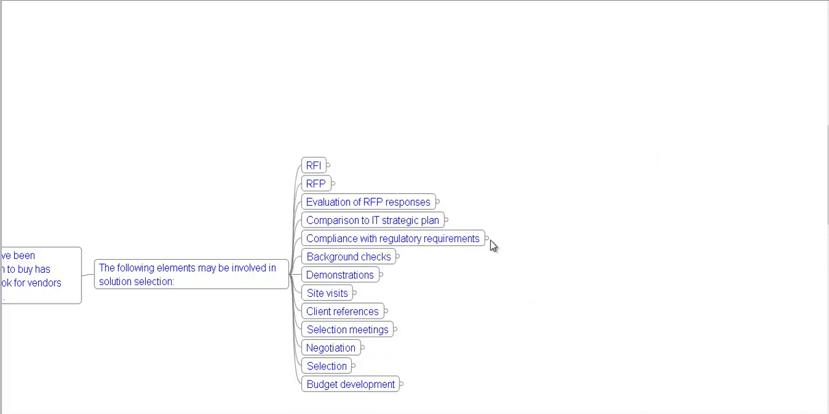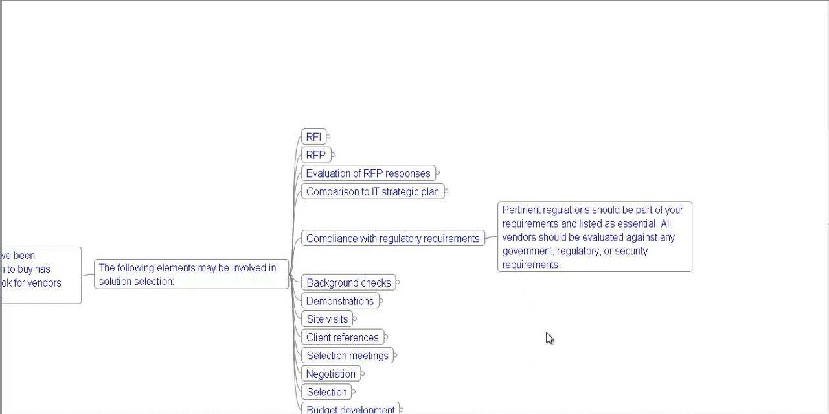Compliance with regulatory requirements. Pertinent regulations should be part of your requirements and listed as essential. All vendors should be evaluated against any government, regulatory or security requirements.